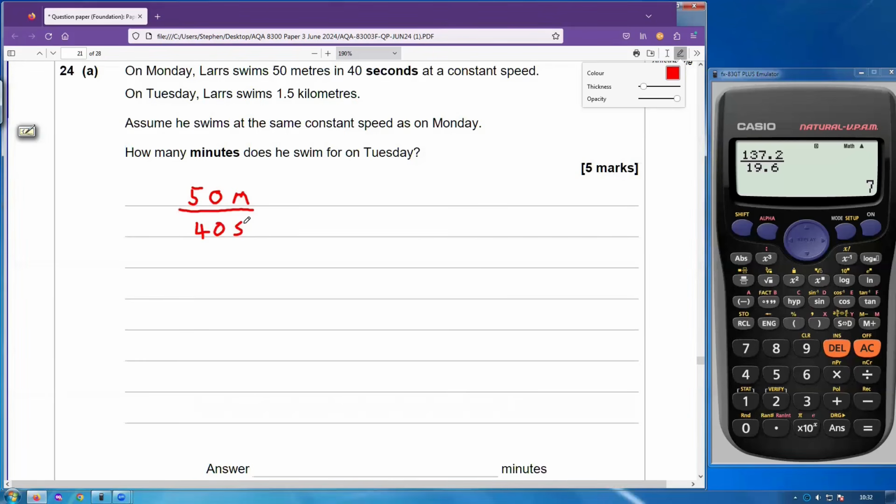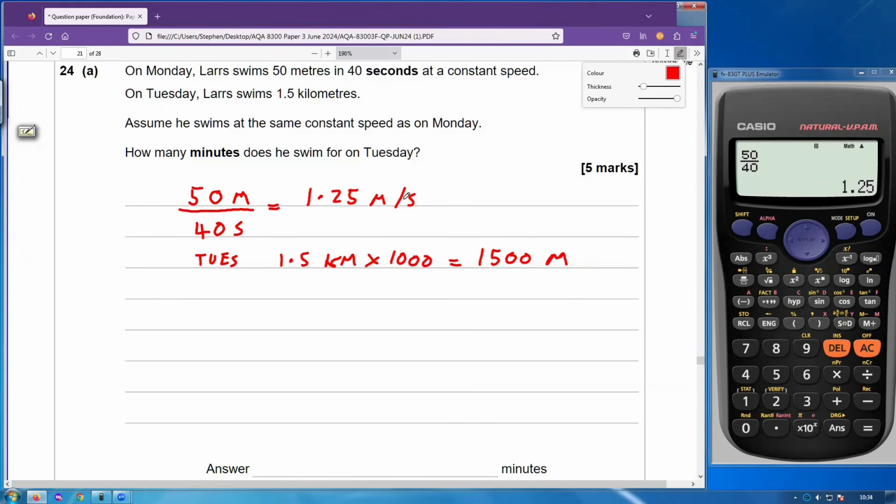And that's distance over time, which is going to be speed. Okay, so 50 divided by 40. I'll use the calculator. That's 1.25 meters per second. Tuesday, 1.5 kilometers, times by 1,000. We change it to meters. 1,500 meters. The reason being, I've got this in meters. Got to use the same units. Right.